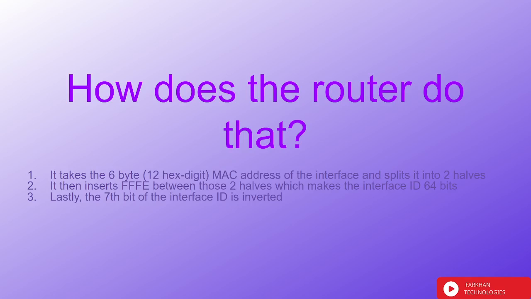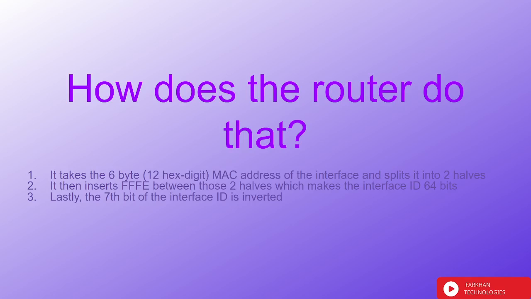So it takes the 6-byte, which is also 12 hex digits, MAC address of the interface where the address is being configured and splits it into two halves. And then inserts the FFFE between those two halves, which makes the interface ID 64 bits, aka 16 hex digits.